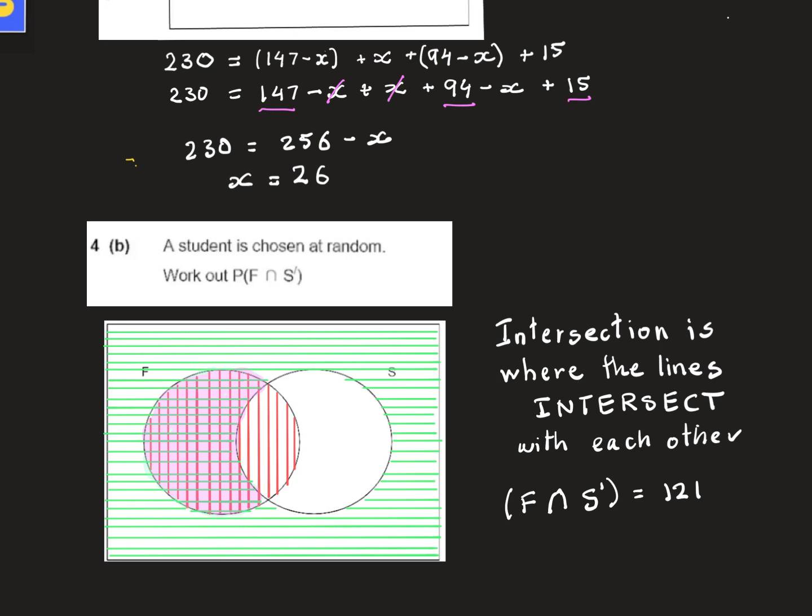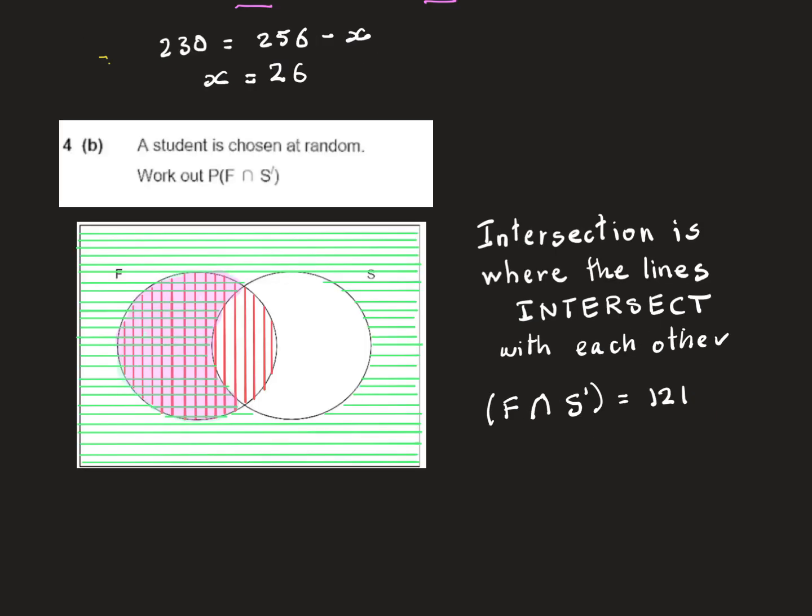Now, you won't get any marks for that because the question is working out the probability. So if we're looking for the probability of this event happening, then we must divide it over the total number of students, which was 230. You need to check whether it can be simplified any further, and since it can't be simplified, this is your answer.